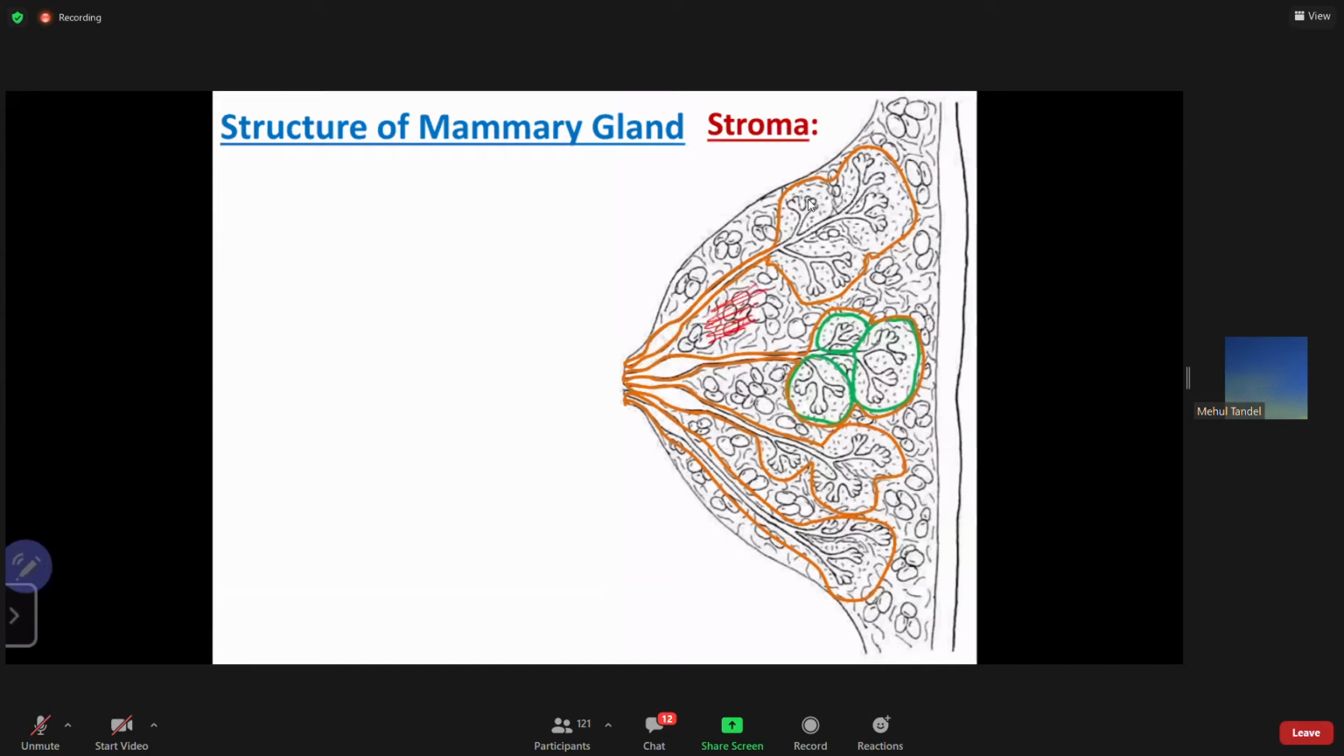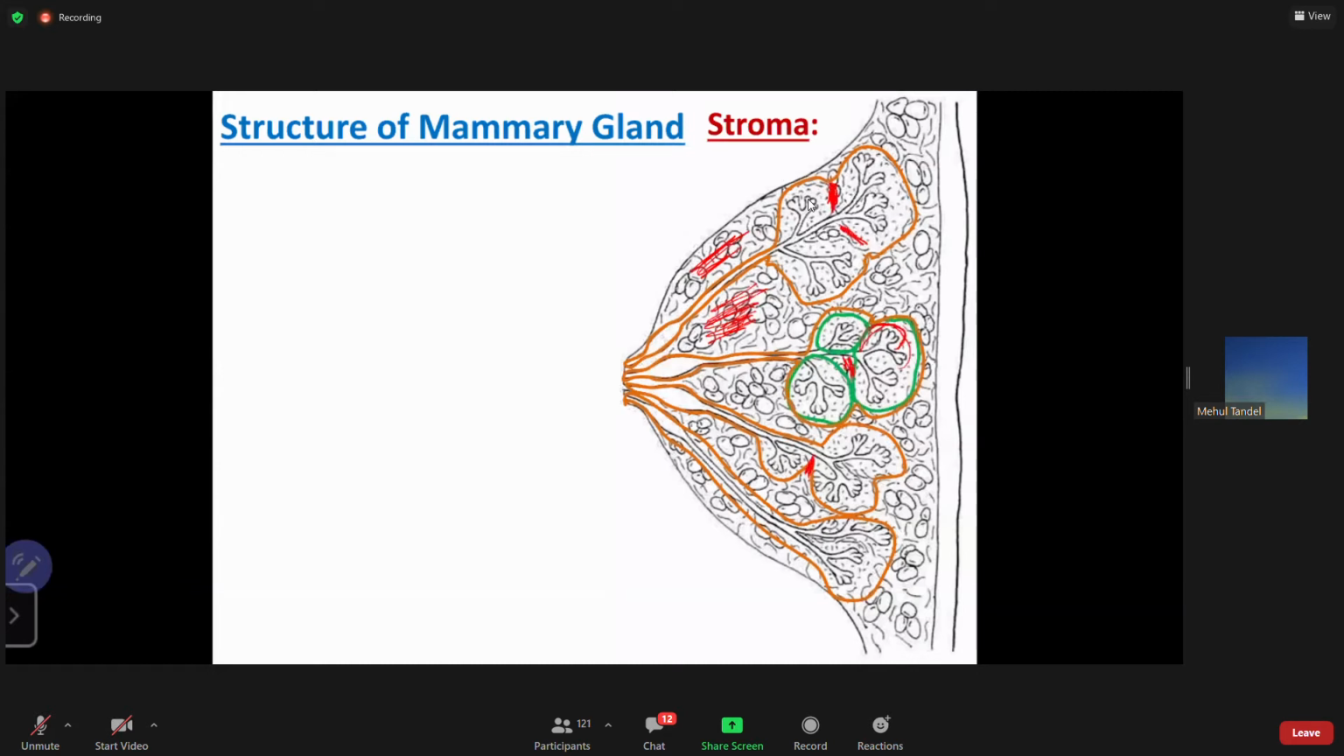Here it is written: first, in between the lobes. This part is between the lobules like this, also in between the lobules, here also, and surrounding the alveoli here. So we also divide the stroma into various parts.